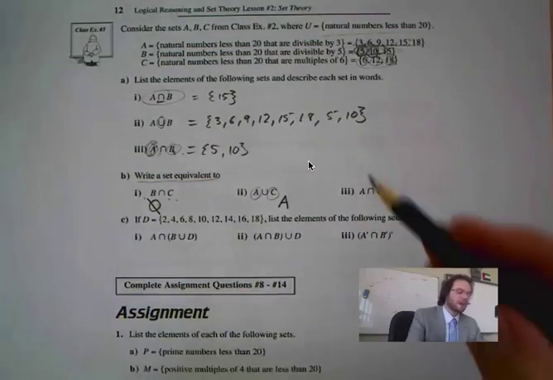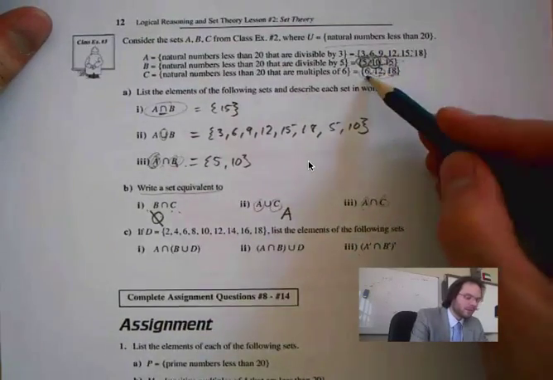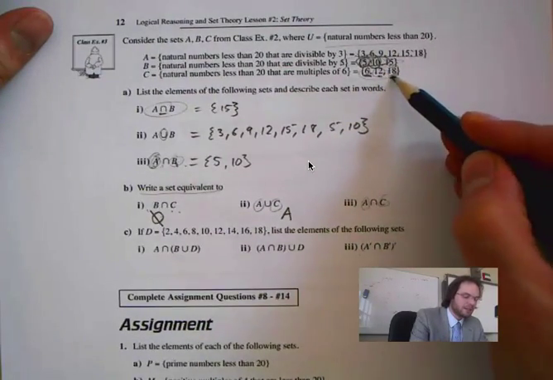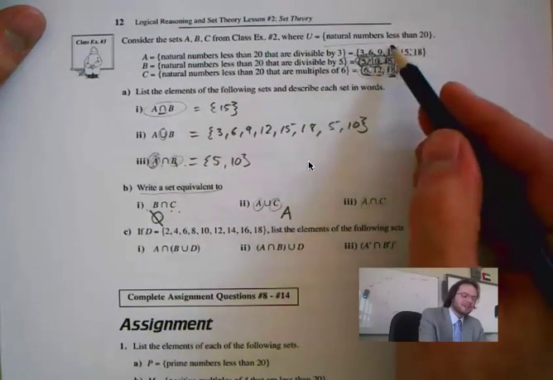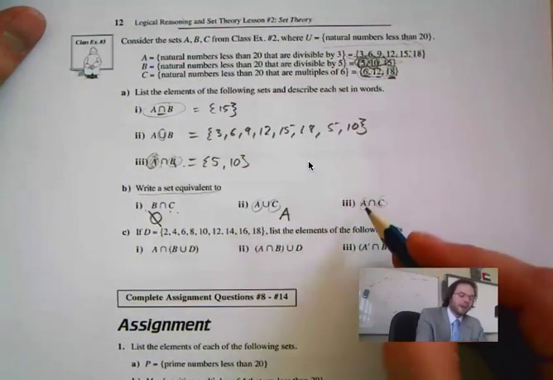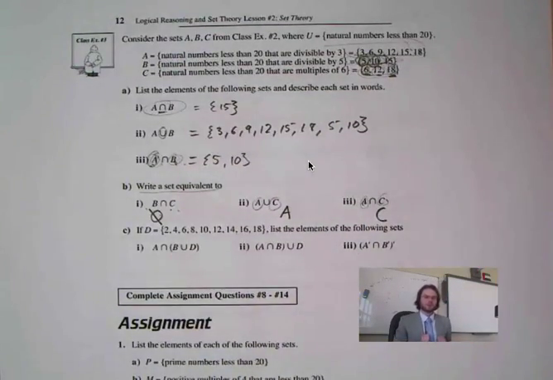Next one is everything in A and C. Well, I look at that, we have 6, 12, and 18 in set A. So everything in set C is in set A. So if we want and, it has to be in both, that's everything in set C. So that's just C. Okay?